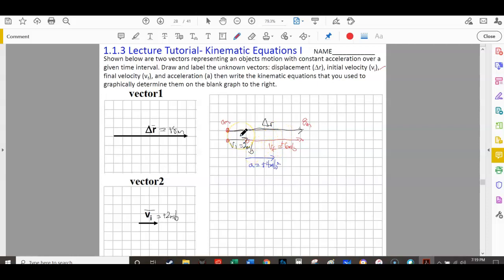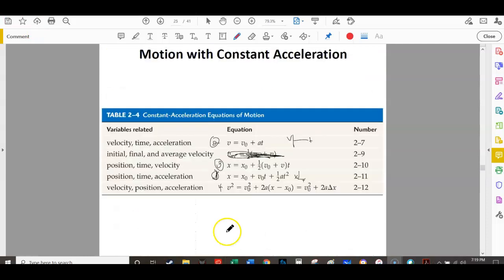So you could use this as a way to just kind of think about it, but also if you want to use the equations of motion, here's another way of doing it, right? So you're given delta r and you're given the initial velocity. Well, here's our equation of motion right here.